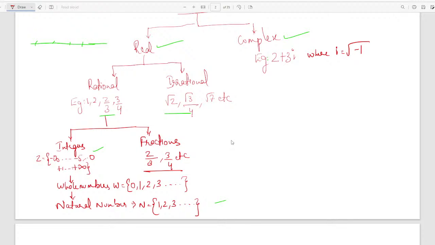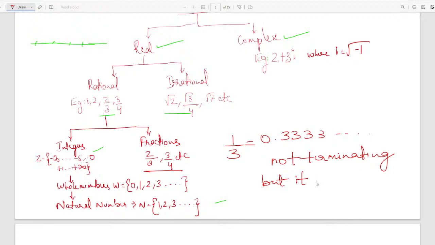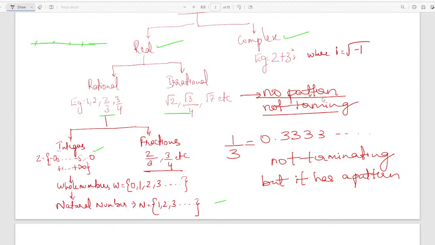For example, 1 by 3 is also a rational number because it is 0.3333 and so on. This is not a terminating decimal, but it has a pattern. So 3 is repeating. In irrational numbers, there is no pattern and it is not terminating. You don't have to know these minor differences.